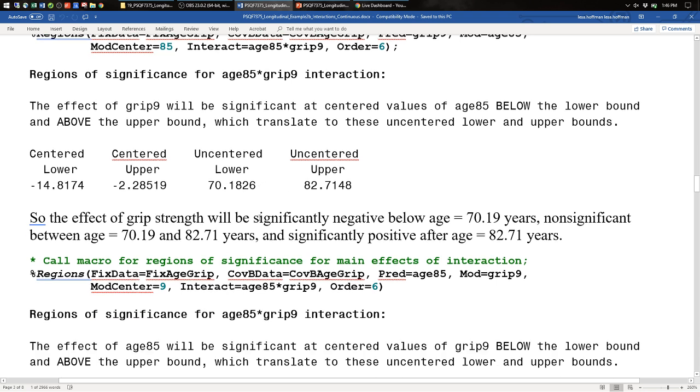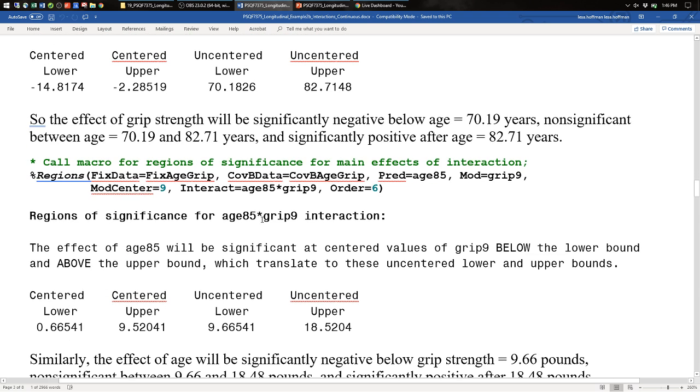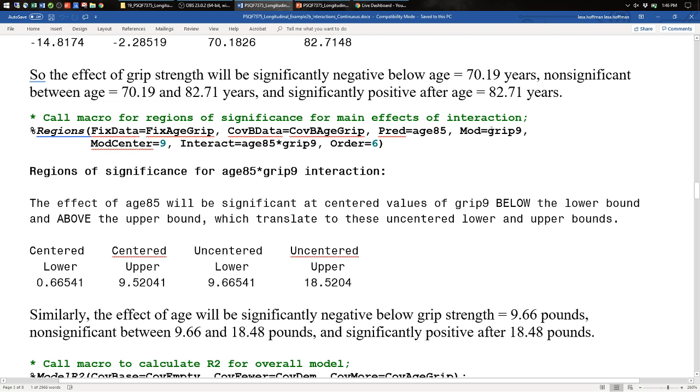If I go the other way, run the same macro, now switching out the predictor and the moderator, I get the values of grip strength for which there is a significant effect of age. So the effect of age is significantly negative anywhere below 9.6 pounds. Remember, 9 was my centering point. It was near the mean of the sample, so about half my sample is expected to have a negative effect of age. It's non-significant between 9 and 18, and the effect of age is significantly positive after 18.